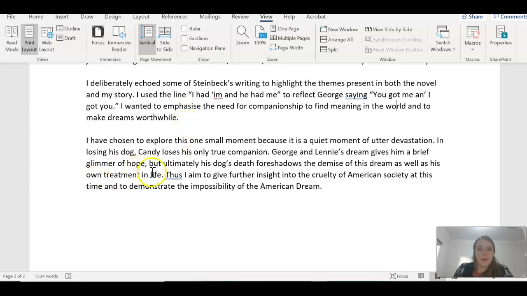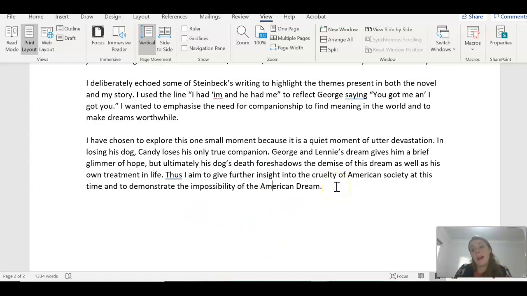I've chosen to explore this one small moment because it is a quiet moment of utter devastation. In losing his dog, Candy loses his only true companion. George and Lenny's dream gives them a brief glimmer of hope, but ultimately his dog's death foreshadows the demise of his dream as well as his own treatment in life. Thus, I aim to give further insight into the cruelty of American society at this time and to demonstrate the impossibility of the American dream.